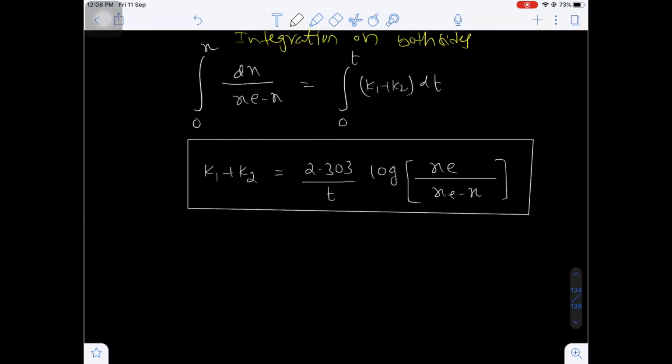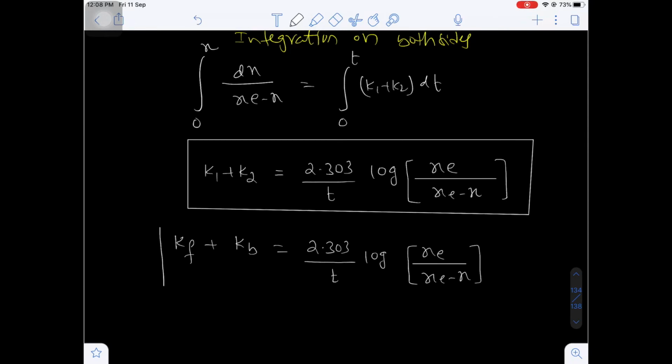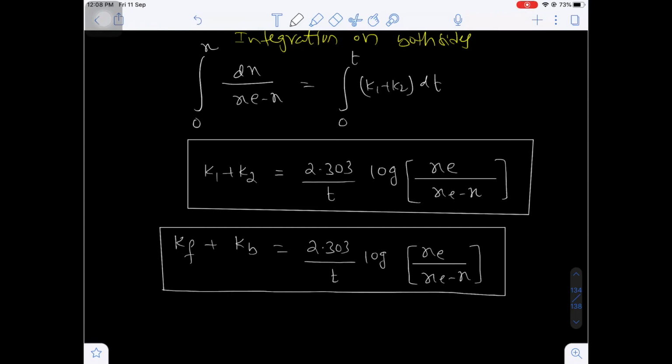What is the k1 here? Rate constant in the forward direction. So instead of k1, I am writing kf, the rate constant in the forward reaction. What is k2? Rate constant in the backward or reverse reaction. kf plus kb will be equal to 2.303 by t log of xe divided by xe minus x. Are you getting my point? So this is also a very important expression regarding reversible first order opposed by first order kinetics. Are you getting my point?